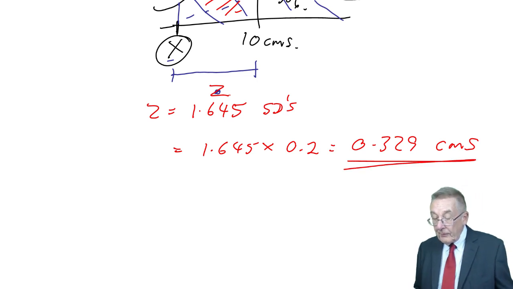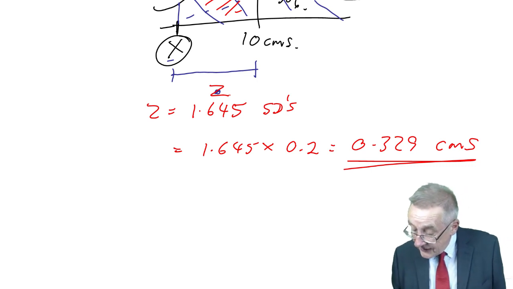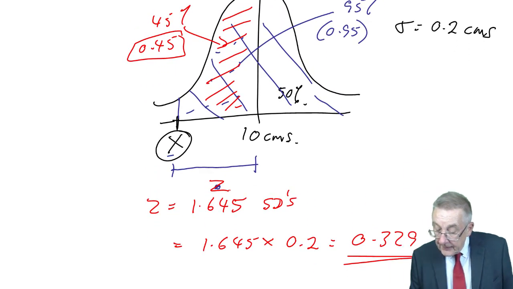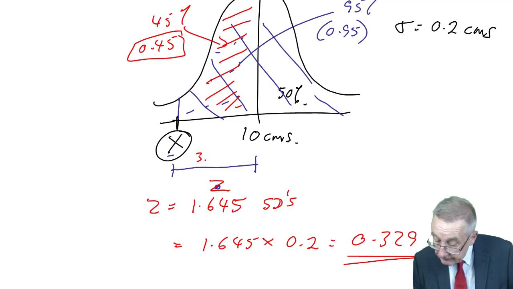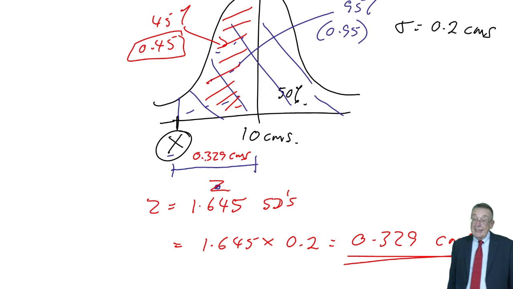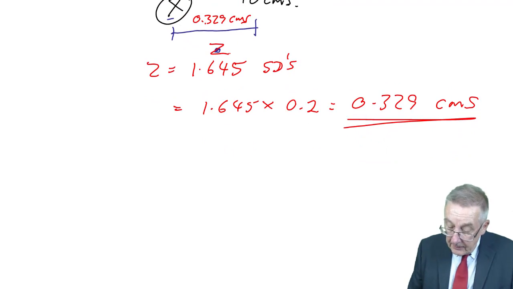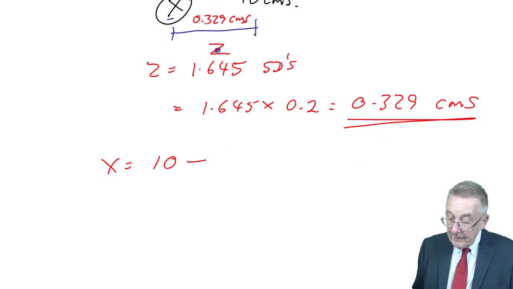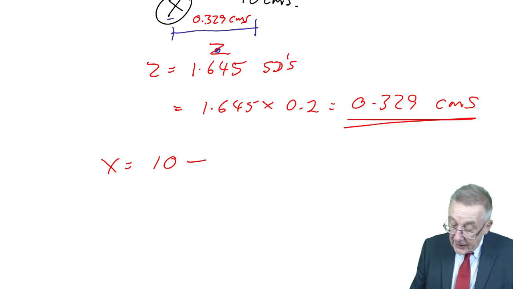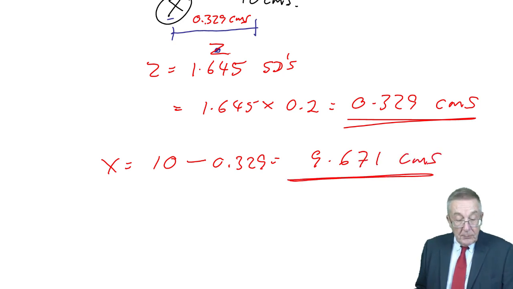Now, we're not quite there, but we're saying that the value we're after, x, is 0.329 centimetres below the mean. And so what is x, therefore? The mean is 10 centimetres. Having used the z's, it's 0.329 below that: 9.671.